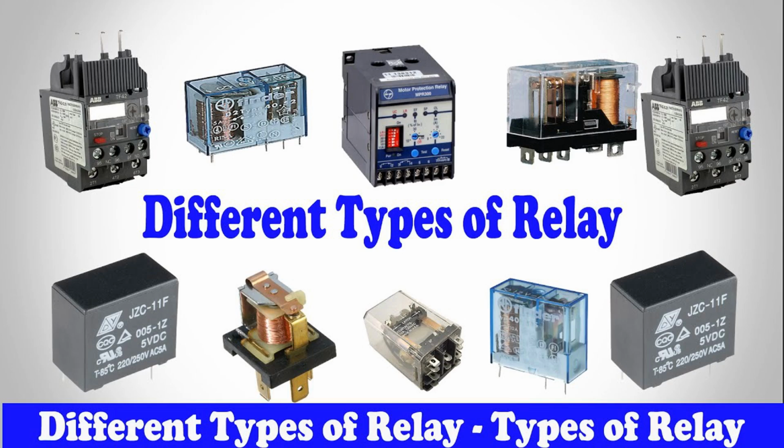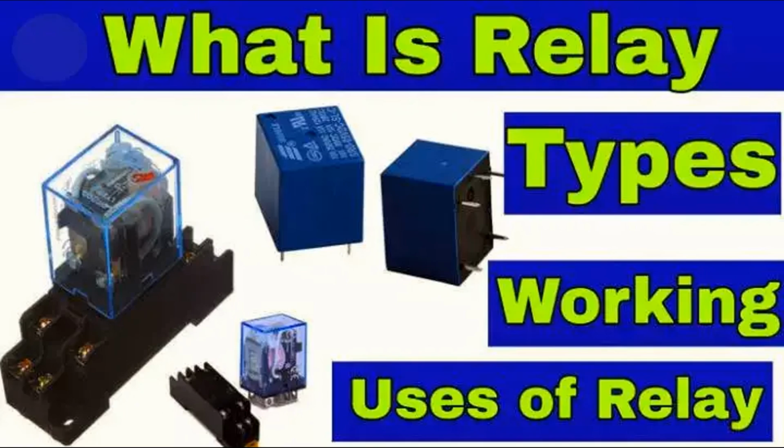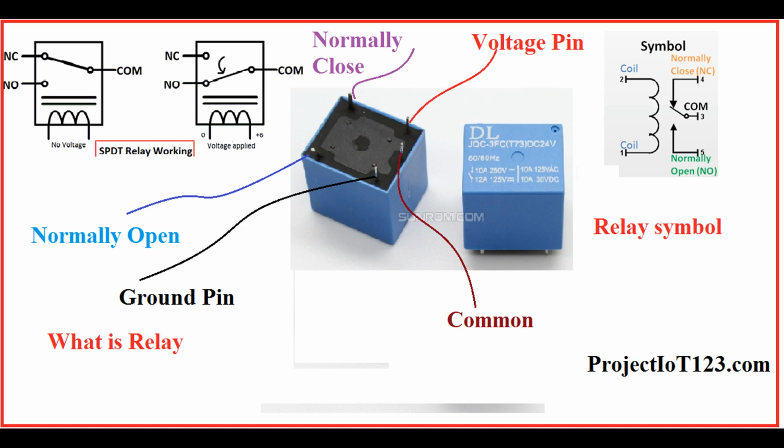Activation of a relay refers to the process of applying an electrical signal to the relay's electromagnetic coil in order to energize it. When the coil is energized, it generates a magnetic field, which in turn causes the switch mechanism within the relay to change its state, either opening or closing the electrical contacts. Here's how the activation process typically occurs.